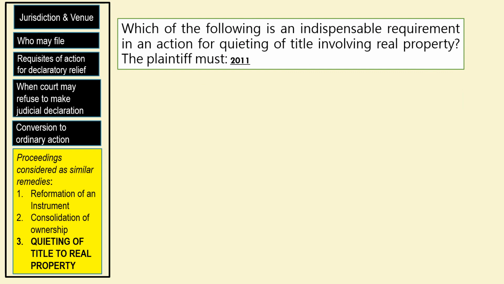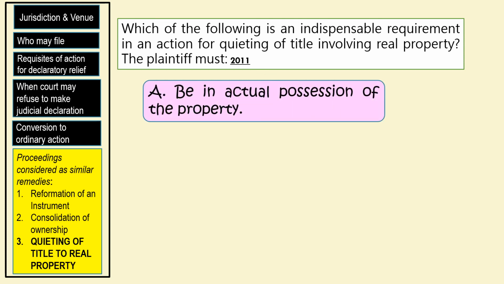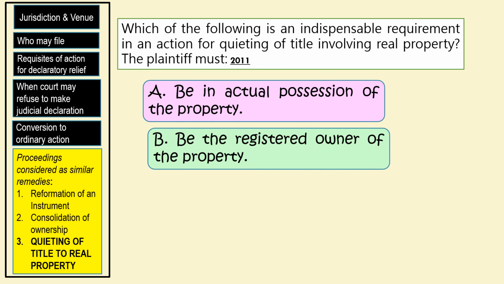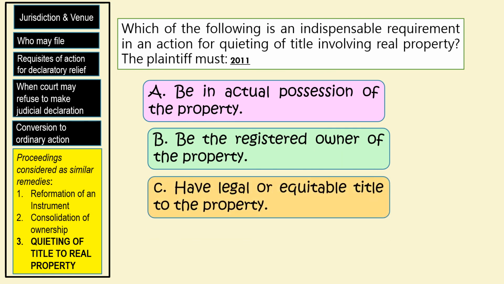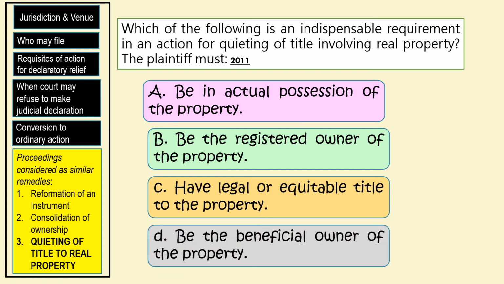Let's read this 2011 Bar Question MCQ. Which of the following is an indispensable requirement in an action for quieting of title involving real property? The plaintiff must, letter A, be in actual possession of the property, or letter B, the plaintiff must be the registered owner of the property. Letter C is the plaintiff must have legal or equitable title to the property. And last is that the plaintiff must be the beneficial owner of the property.